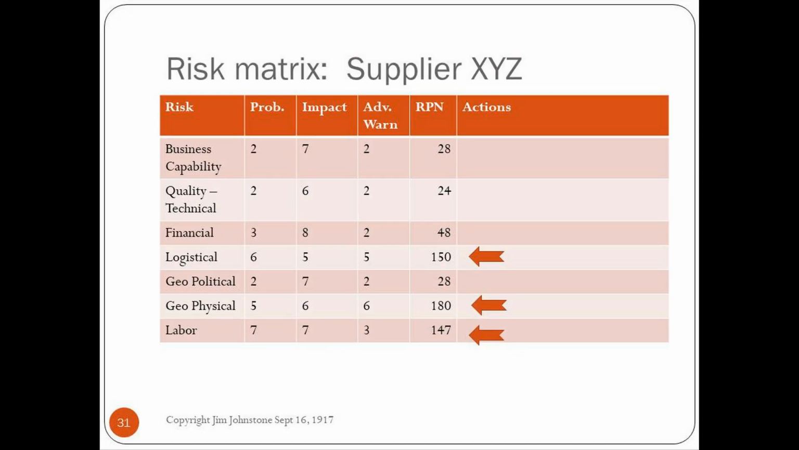Okay, this is the payoff slide now. You know, your executives don't want to read a novel to understand the risk in the supply chain. They want you to make it simple for them. This chart is how you do that. You've got 7 areas of risk coming down the left-hand column here: business capability, quality technical, financial, logistical, geopolitical, geophysical, and labor.